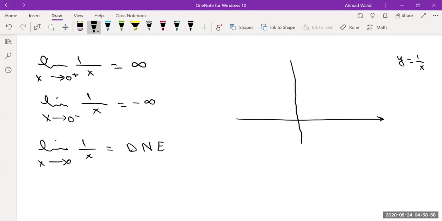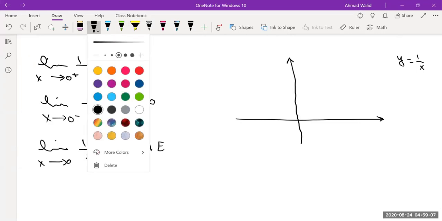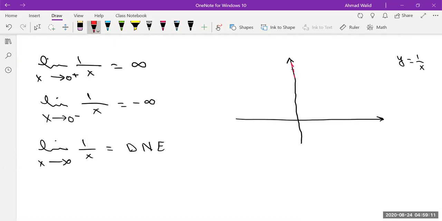Those of you who remember algebra, even you know the graph of y equals 1 over x, right? And for which value does the denominator become 0? 0, right? It means x equals 0 is your vertical asymptote. Here you have your vertical asymptote. And the shape of the graph is like this for 1 over x. Remember from algebra or pre-calculus?